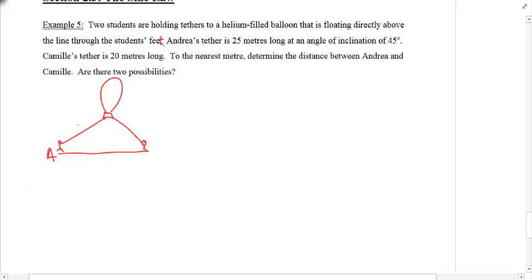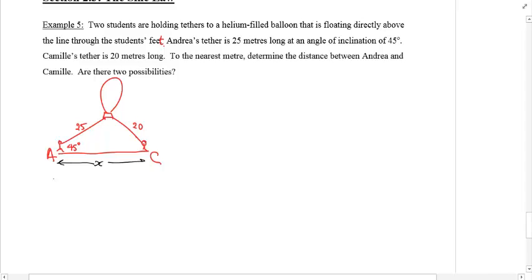She has a tether that's 25 meters long and an angle of inclination of 45. Camille is over here. Her tether is 20 meters long, a little bit shorter. And the question is, to the nearest meter, determine the distance between Andrea and Camille. So I'm going to ask you to find this distance here, x. All right. Now, if you're blindly trying to do this, you're like, I don't know.